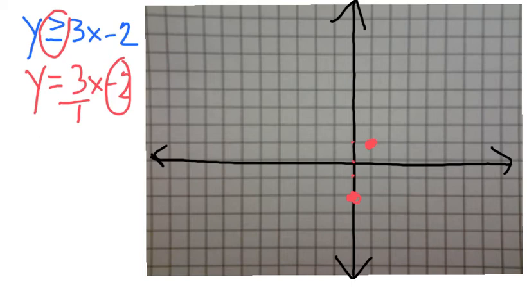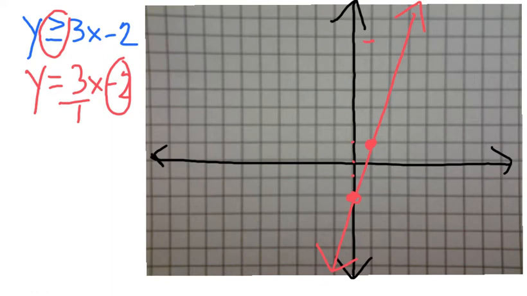So now we're going to connect the dots, and what kind of line? Do we need dashed or do we need solid? Well, we have a fancy sign, so we need a solid line. Solid line, all the way across the graph, because remember, we're going to shade one side or the other. Okay, now we've got our line drawn.